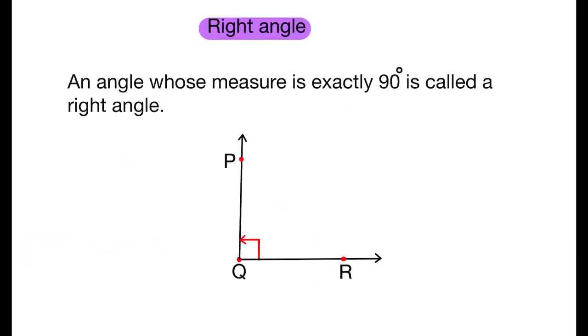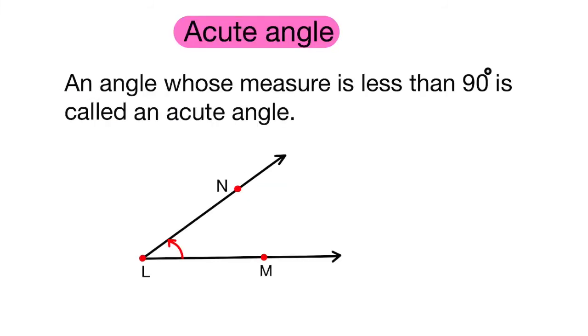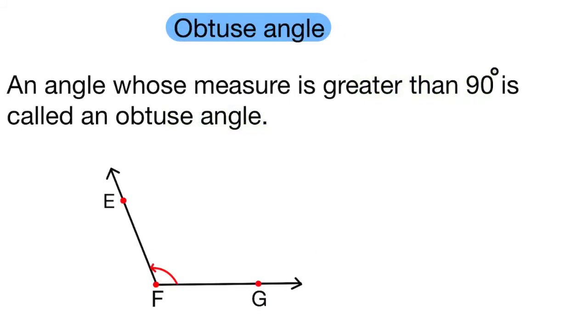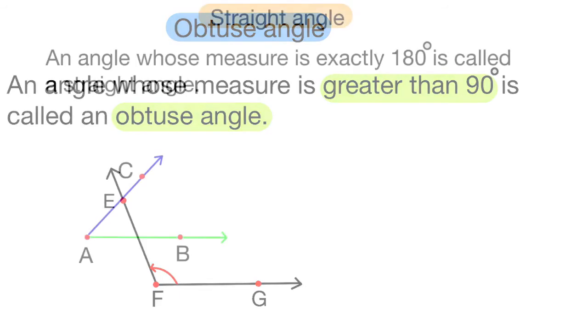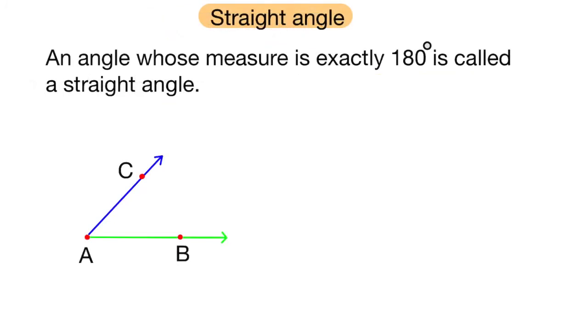Right angle. An angle whose measure is exactly 90 degree is called a right angle. Acute angle. An angle whose measure is less than 90 degree is called an acute angle. Obtuse angle. An angle whose measure is greater than 90 degree is called an obtuse angle. Straight angle. An angle whose measure is exactly 180 degree is called a straight angle.